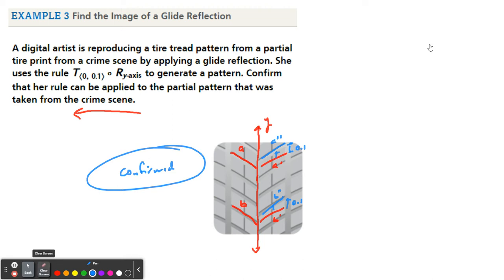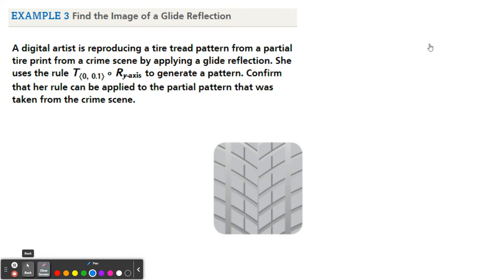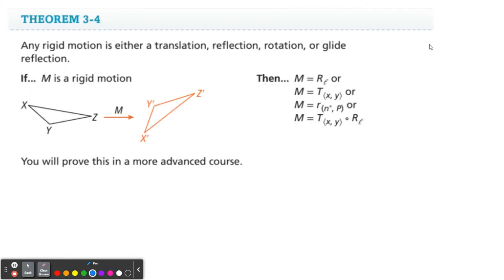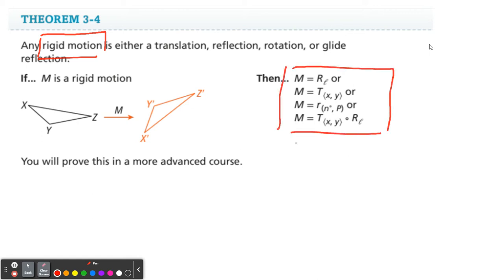Okay. So next, we're going to talk about another thing about rigid motions. All right. So this one says a rigid motion is either a translation, reflection, rotation, or glide reflection. Right. So these are all of the different rigid motions. There are none others. And again, the idea is that these four, a reflection, translation, rotation, or glide reflection, these 4 will preserve angle measure and distance.